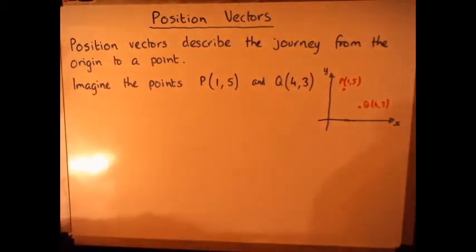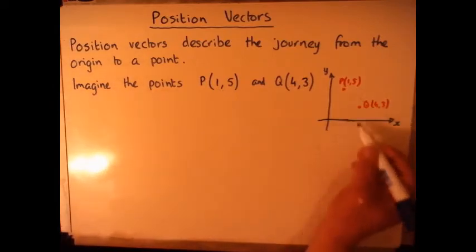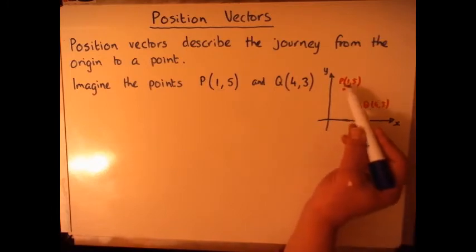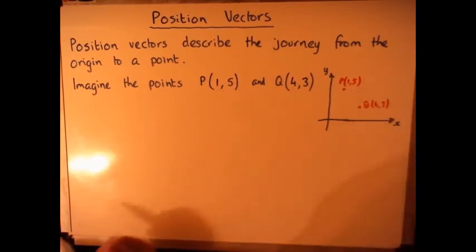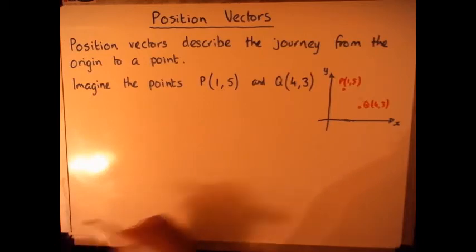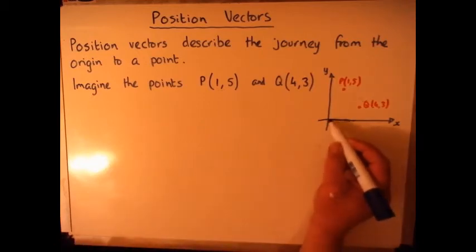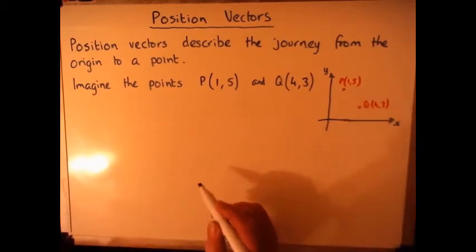So what we've got, position vectors, they basically describe the journey from the origin to a point on your coordinate axis. So I've got a coordinate axis here, I've marked on 2 points. I've got the point P, which is (1, 5), and Q, which is (4, 3). And we're just going to imagine our journey from the origin to both of these points.